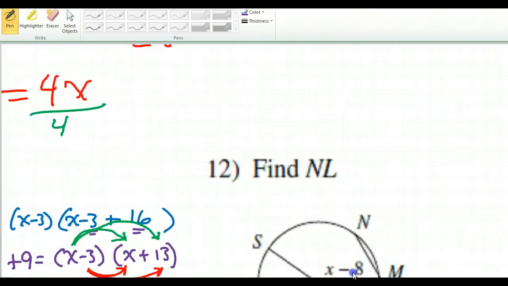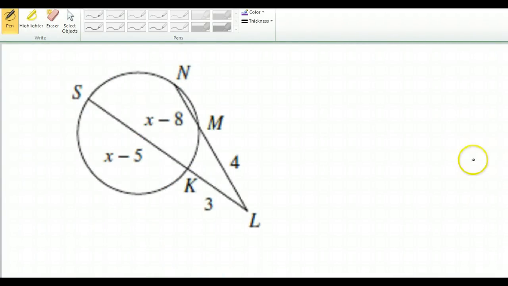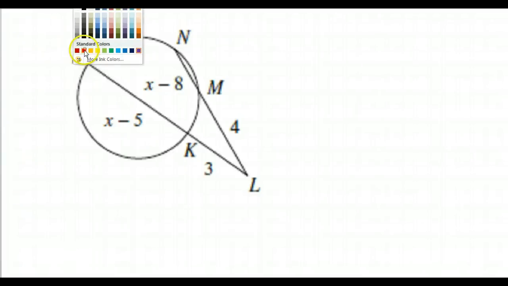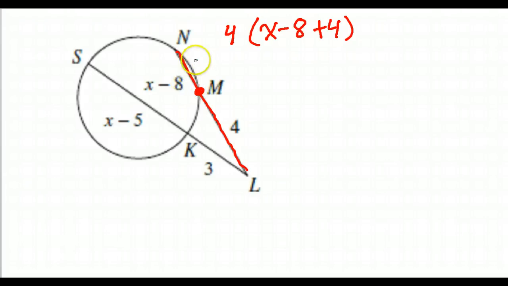Alright, let's move on to number 12. Find NL. We're going to start by finding x, of course. Again with the part times whole equals part times whole thing. Alright, so here we go. Looking at this red secant, the part times whole goes like this. Part, and the whole is x minus 8 plus 4. That's this piece plus that piece. And that should equal part times whole.